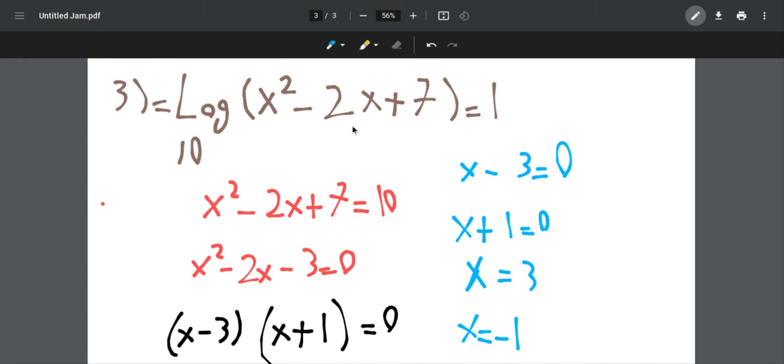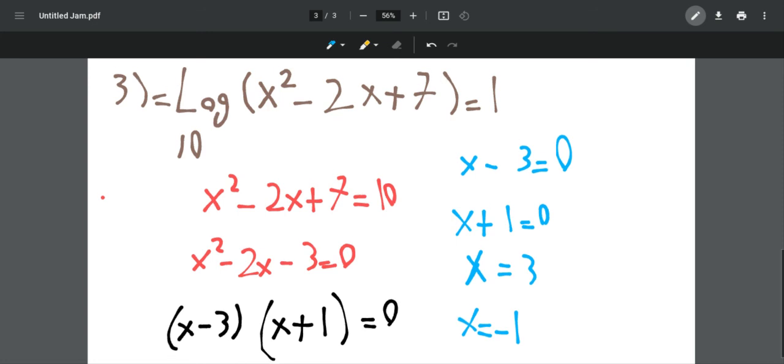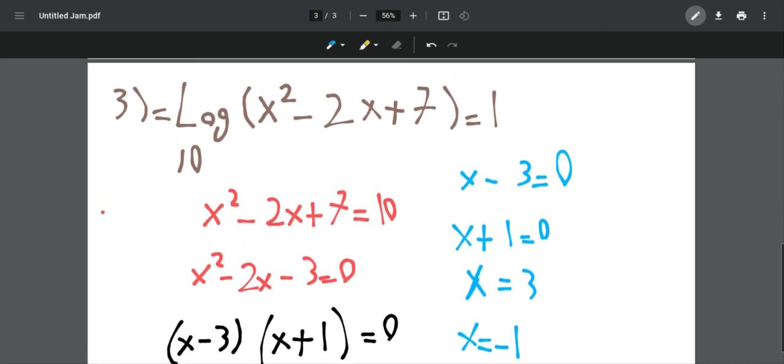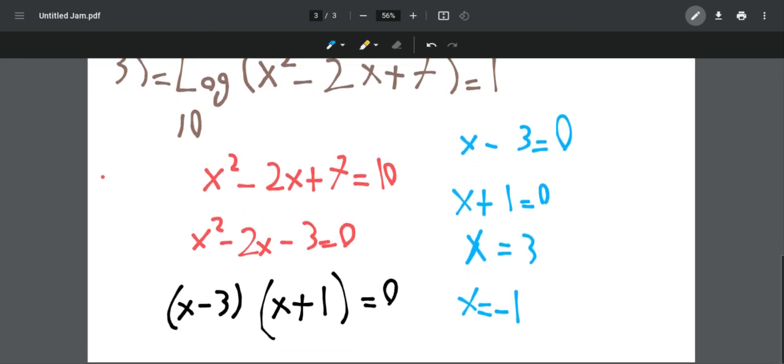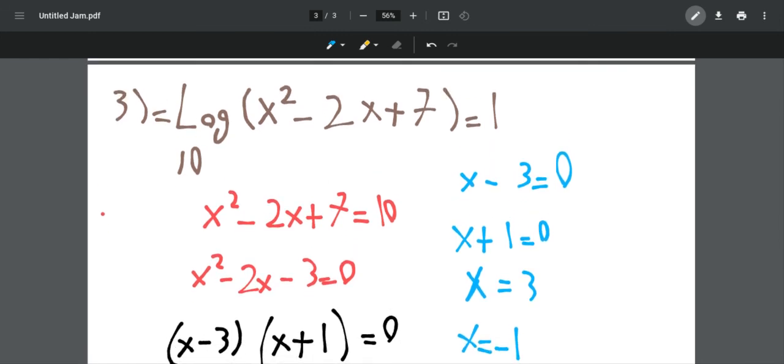And also there's a log property which says that when the base of the log and the number that is inside the log are equal, that log is always equal to 1. Log base 10 of 10 in this case is 1. Log base 5 of 5 is 1. When the log has a base equal to its value inside the log, the answer is 1. And if we put in -1, similarly, -1 squared is 1, -1 times -2 is 2, 1 plus 2 is 3, plus 7 is 10. So we are done.